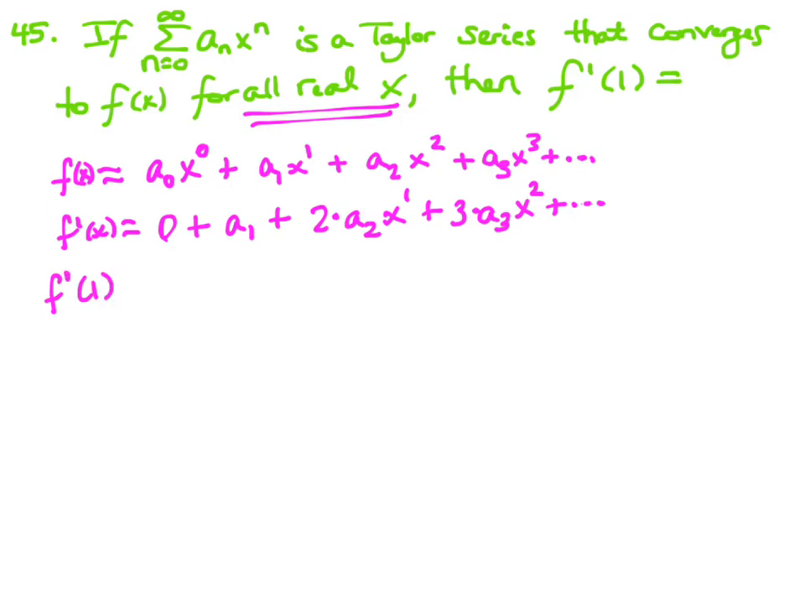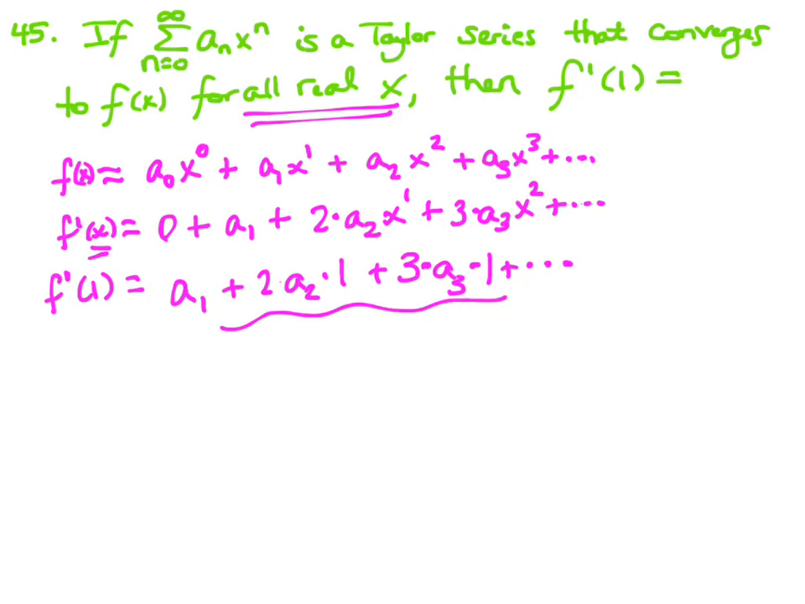And if we plug in 1, and we're plugging in 1 for x, then I end up with a sub 1 plus 2 times a sub 2 times 1 plus 3 times a sub 3 times 1, and it would continue on in that manner. And so this expression that we see here, that corresponds to answer D. What's happening here is we end up with n times a sub n, starting at 1 and going to infinity. Answer D.